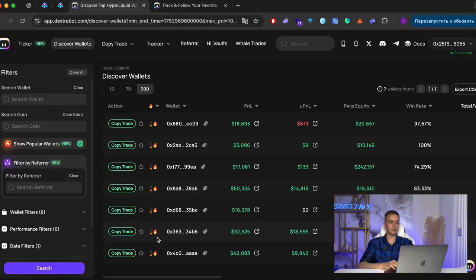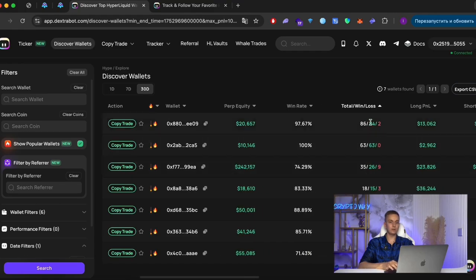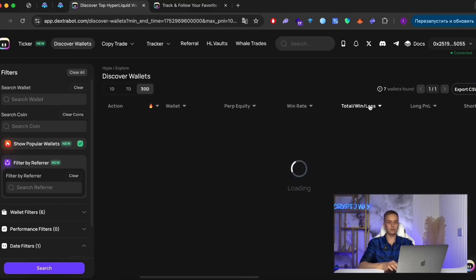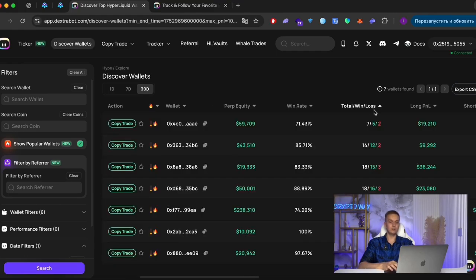Overall, we can see that the list of wallets is quite small when filtered with the flame icon. But of course, if you remove this setting, you'll get a lot more wallets. But for now, let's focus specifically on these wallets. First of all, I usually filter by the number of completed trades. So by clicking, we get a list sorted from least to most, or vice versa, from most to least.